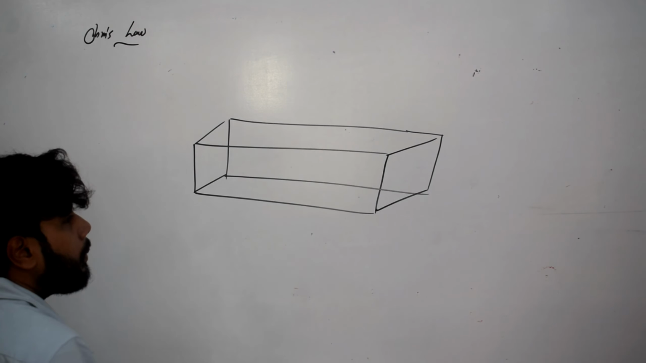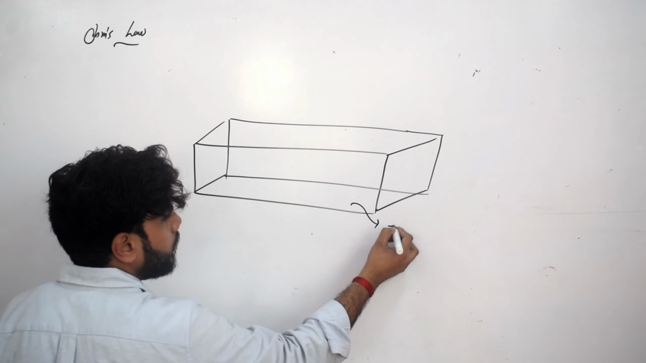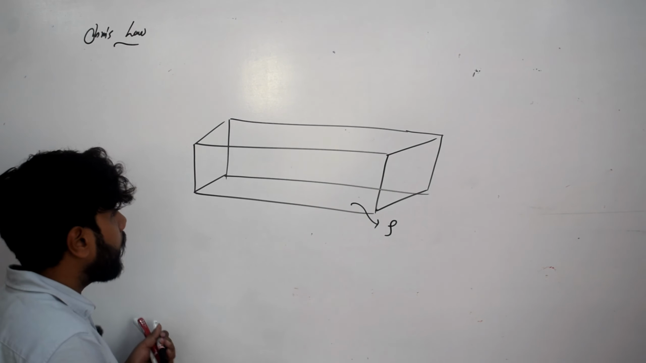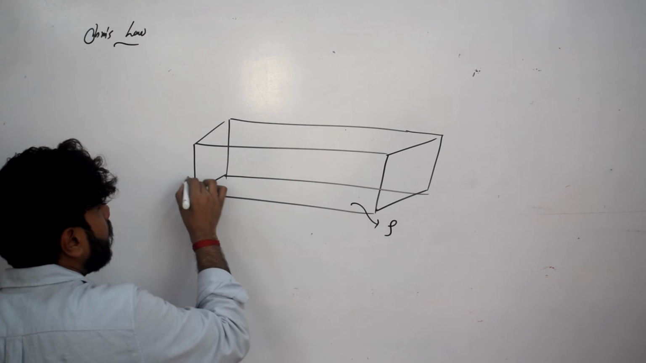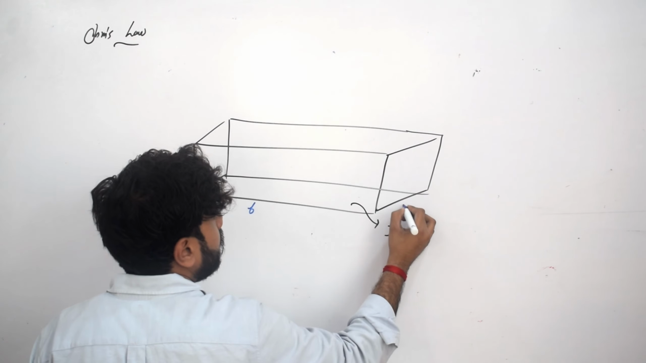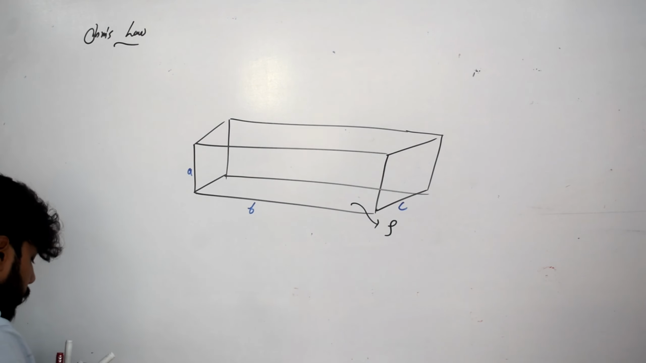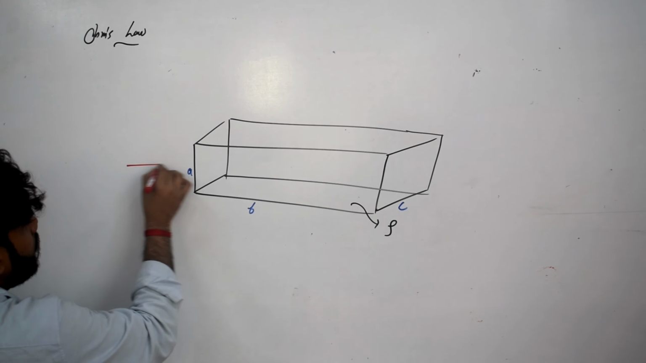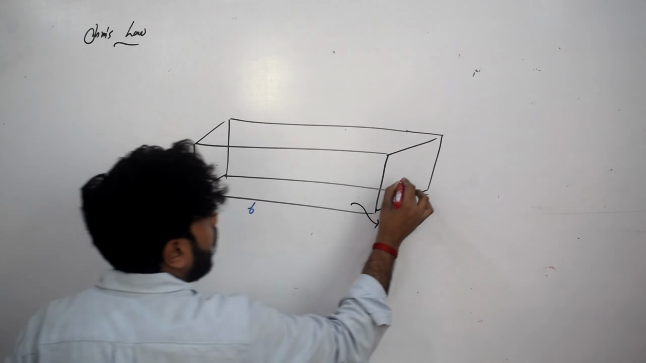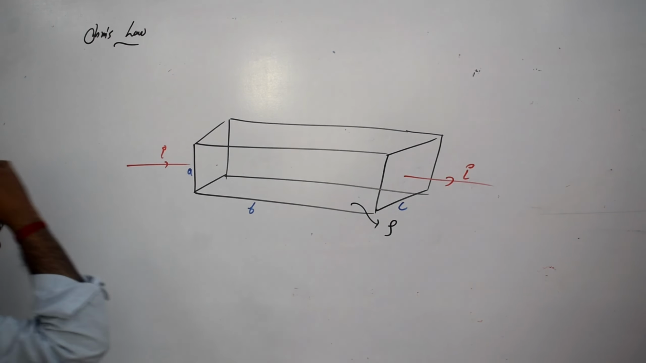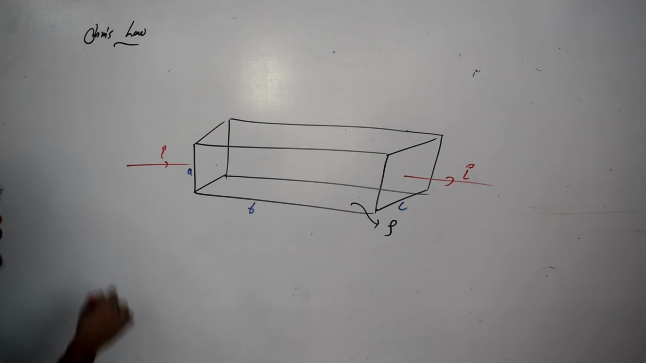Okay, so imagine this is your solid cuboid, the resistivity is rho, and the dimensions are A, B and C. If the current is entering like this and leaving like this, in that case, what will our resistance be? Can you tell me? Tell me.